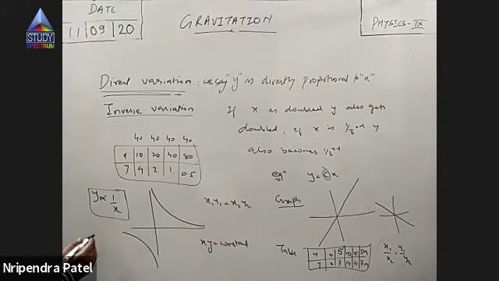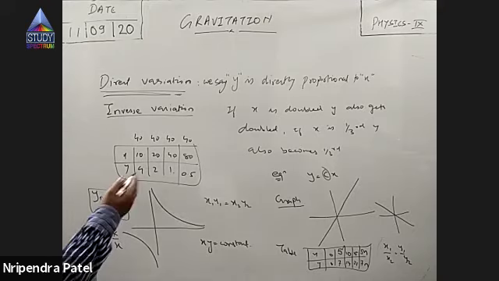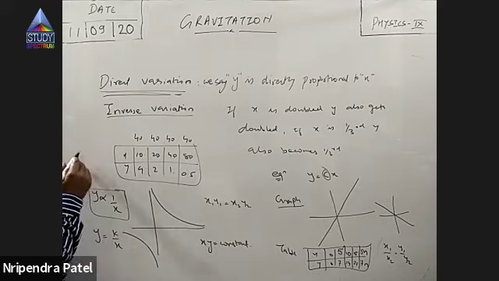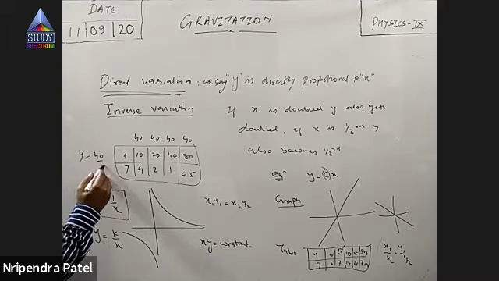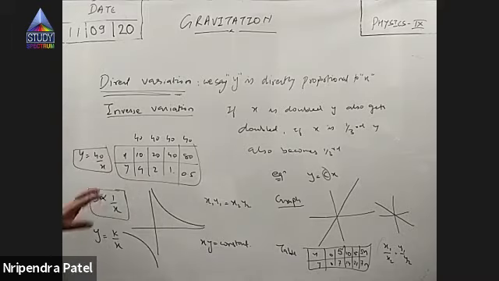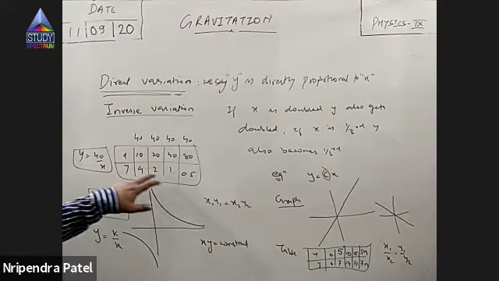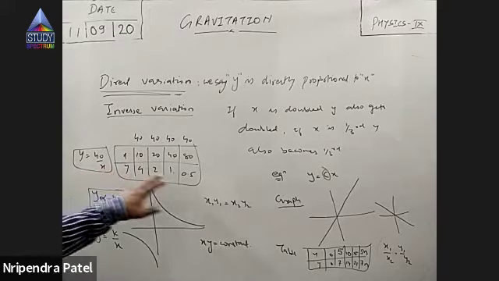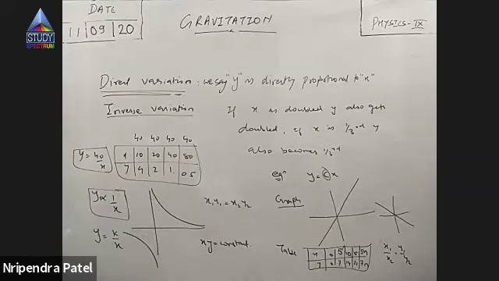Again, I said we can remove the proportionality sign by introducing a constant. So y is something upon x. For example, in this case, I can say y is equal to 40 by x. You can cross check. x is 10, y is 4. x is 20, y is 2. x is 40, y is 1. x is 80, y is 0.5.